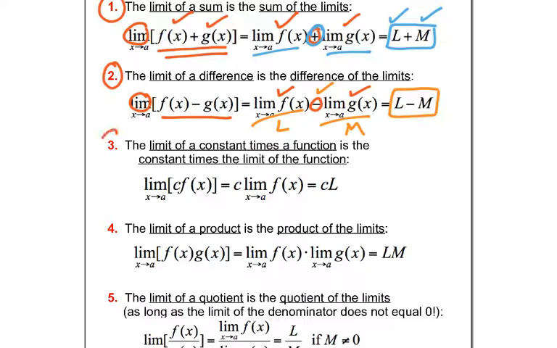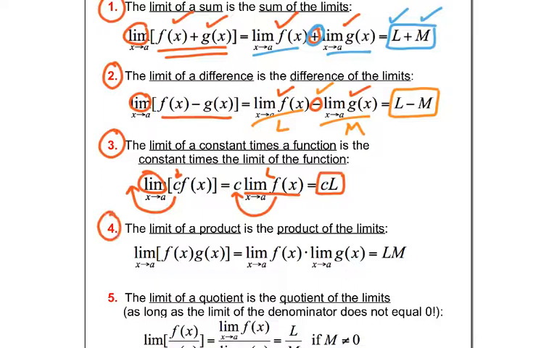Number 3, the limit of a constant times a function. There's your constant c that's multiplying a function. Well, according to the limit laws, what we can do is take that constant and pull it out, find the limit first, and then multiply by the constant at the end. If the limit of f of x was L, then this would just turn into cL. So in words, it says the limit of a constant times a function is just the constant times the limit of the function.